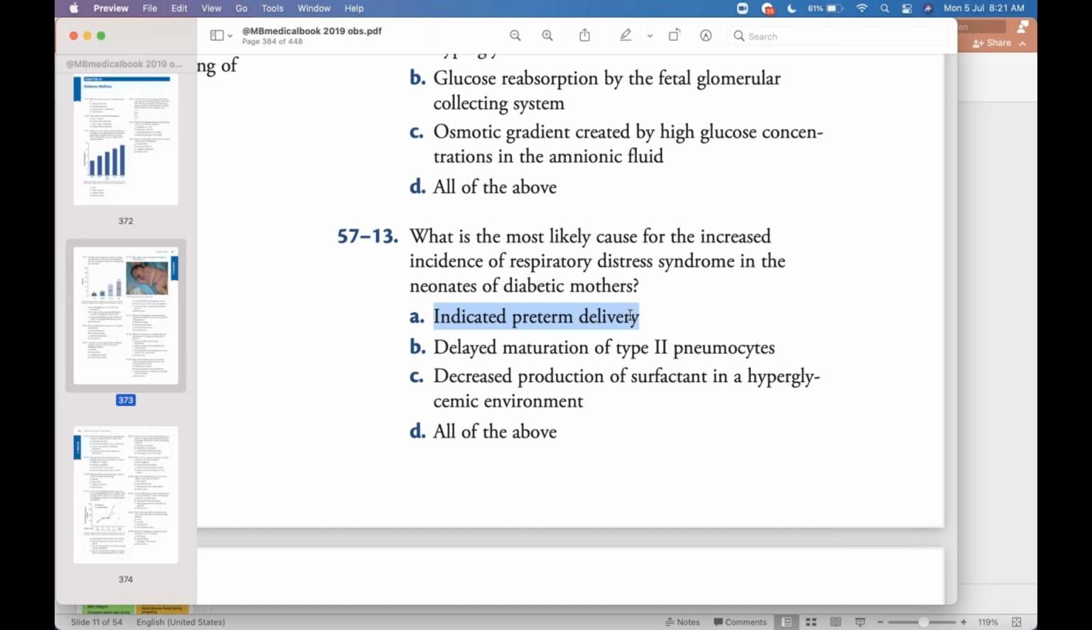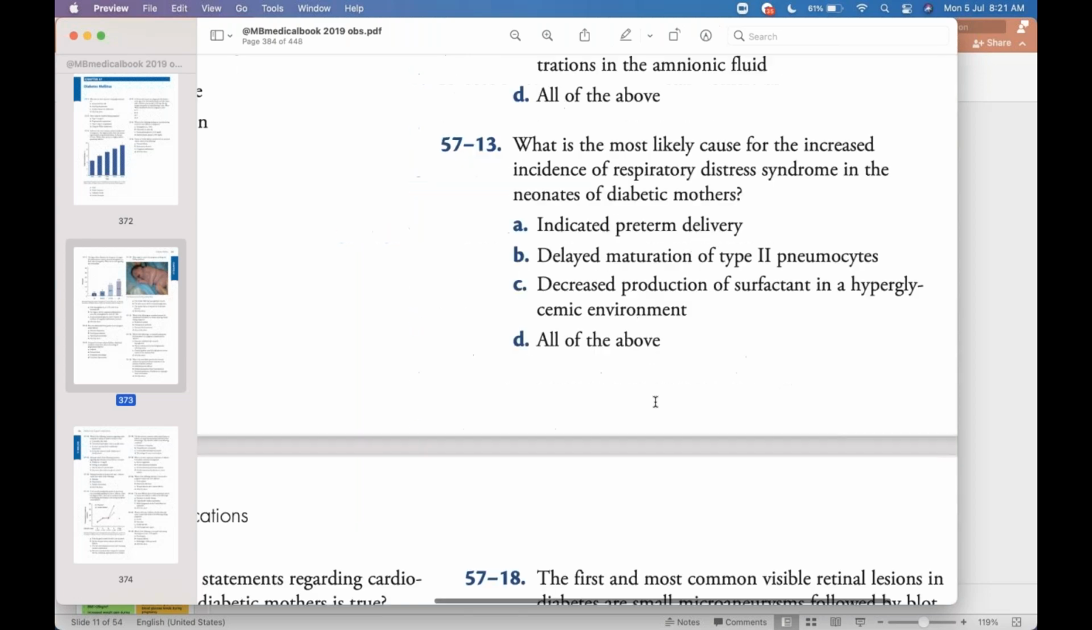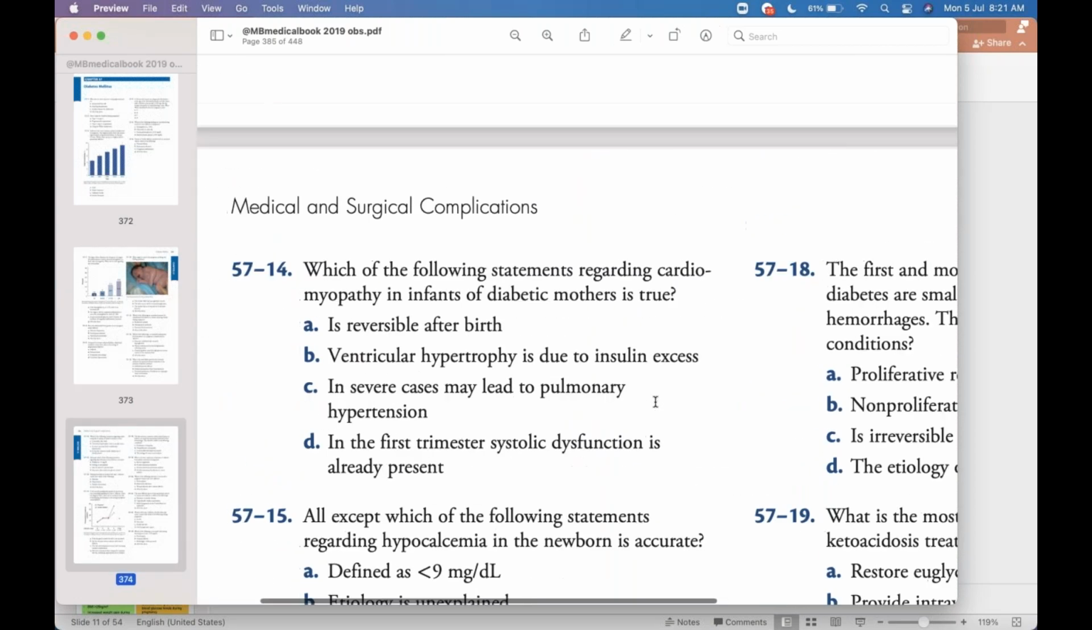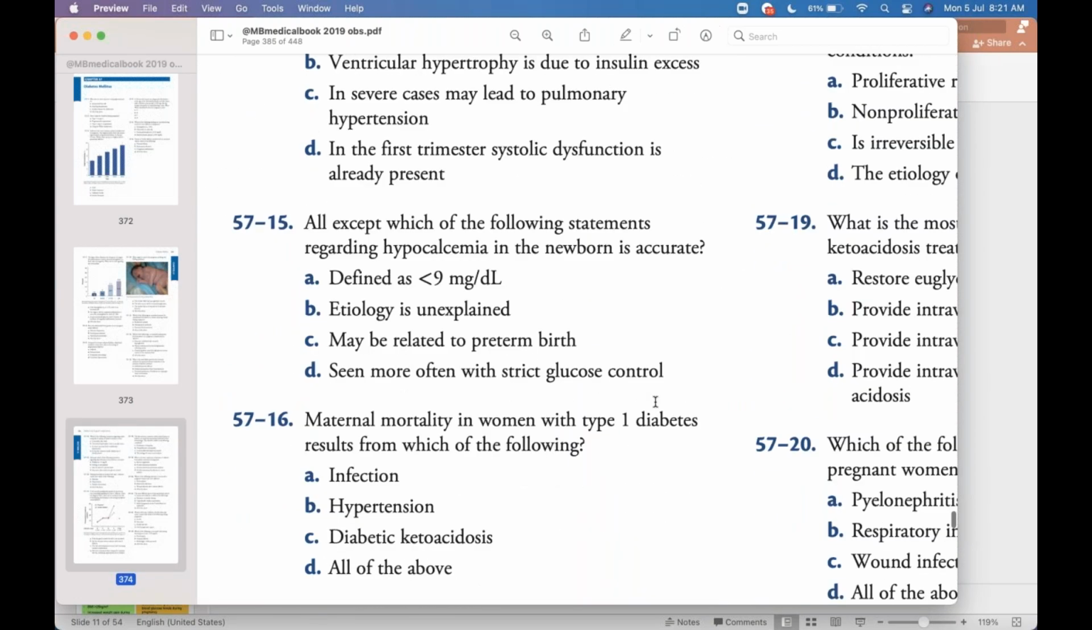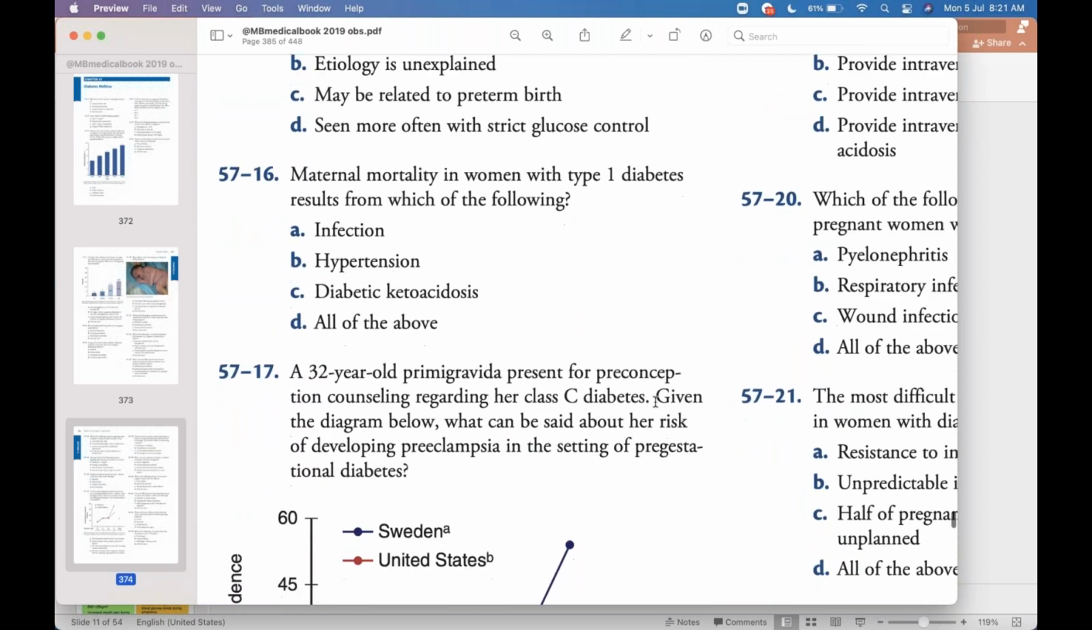If we take the pregnancy in GDM to term, the respiratory distress syndrome will not be there. There is decreased production of surfactant in a hyperglycemic environment, that is absolutely right. But if the diabetic mothers are very well controlled, sugars are controlled, and you take it to term, they will not have respiratory distress syndrome. So you need to understand, iatrogenic preterm delivery is one of the reasons. Okay. And then this is important.